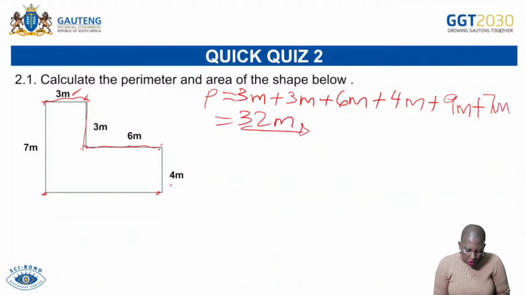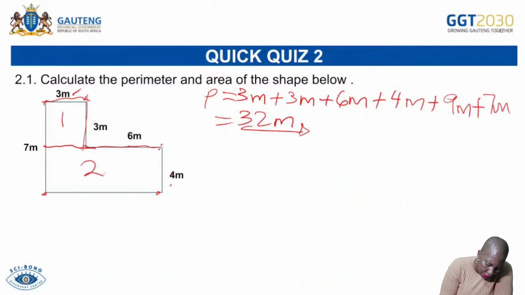But when it goes to the area, we cannot calculate the area of this shape as it is. So we have to break our shape into 2. I will have part 1 and part 2.